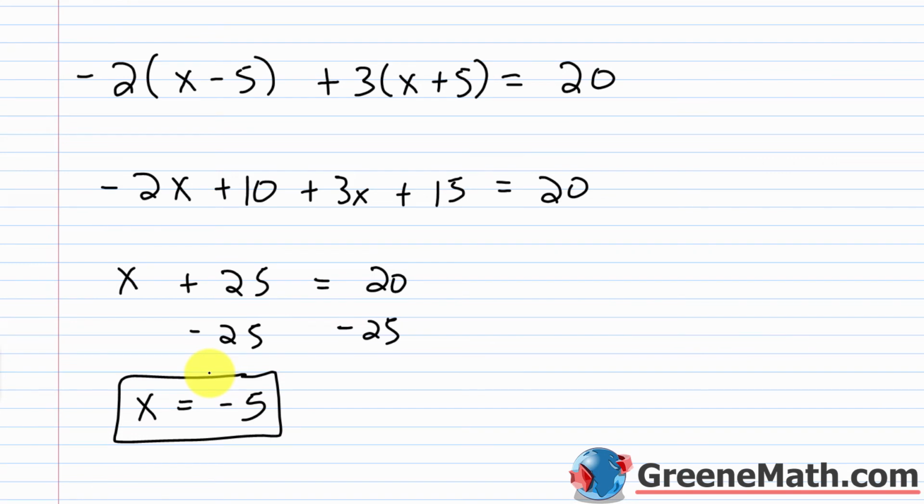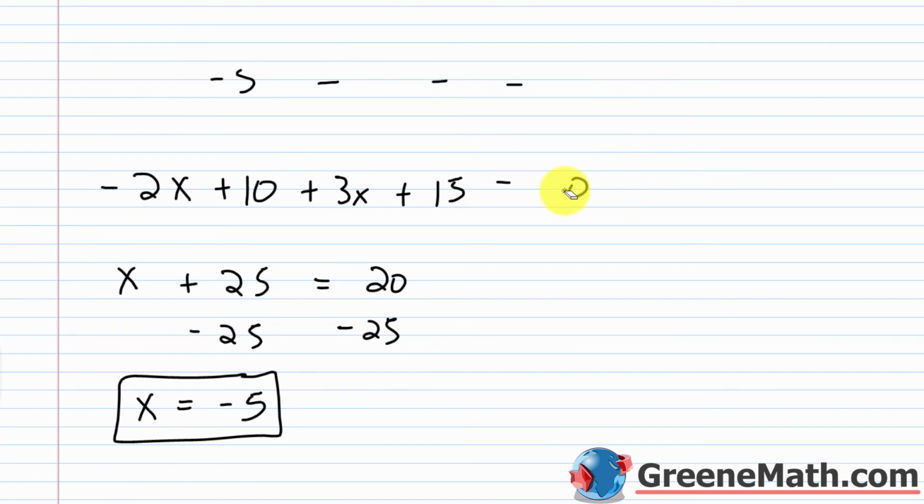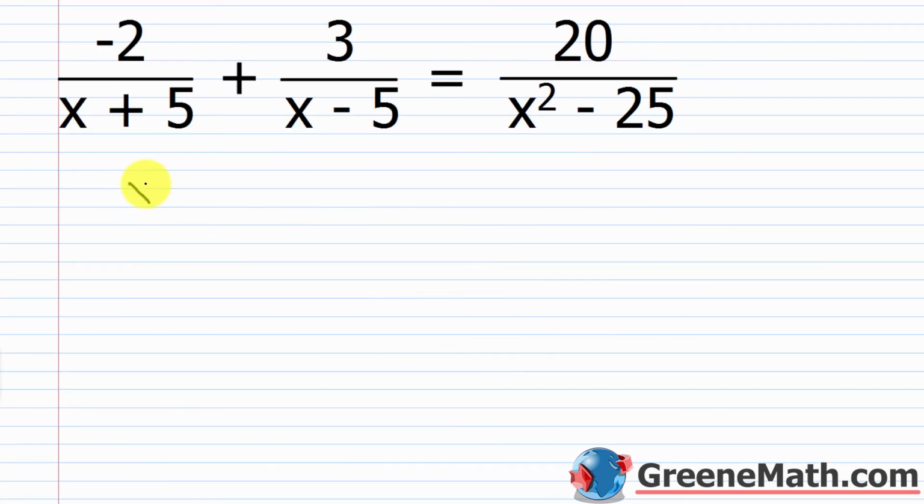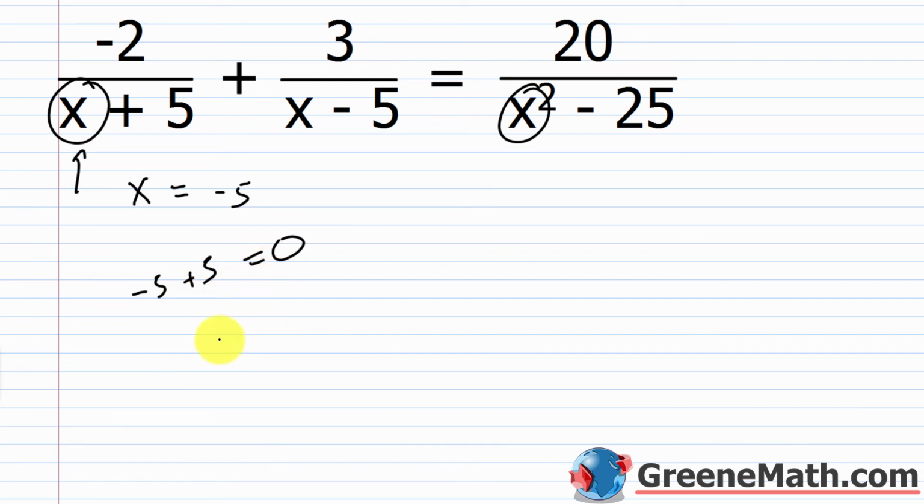but let's go back up and substitute it in before we say anything. Let's go back up here. If x is equal to negative 5, what's going to happen here? When I plug a negative 5 in for x here and here, I'm going to have a problem, right? If I plug in a negative 5 for x there, I would have negative 5 plus 5. That equals 0. Division by 0 is not allowed. And if we get a result like that, we have to reject the solution. We reject x equals negative 5. It is not a valid solution.